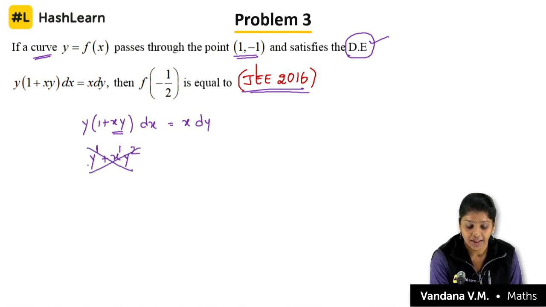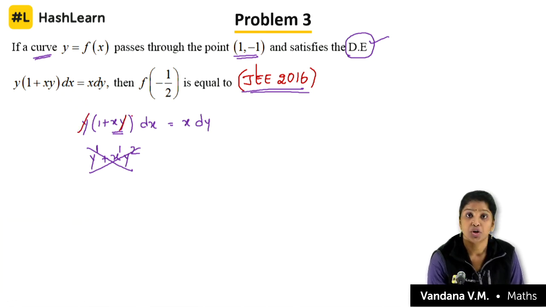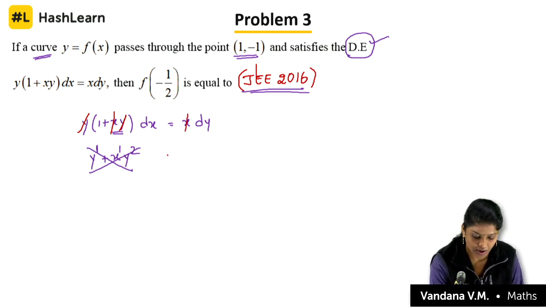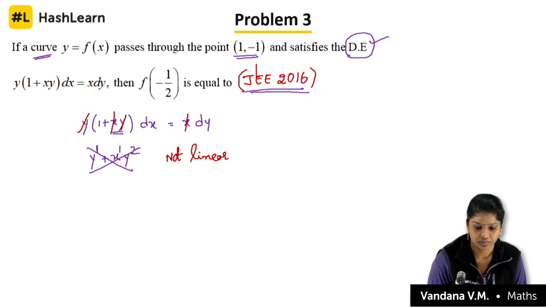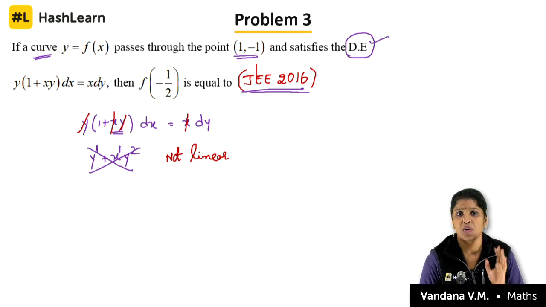Next, the third one, linear: only one y or one x. How many y are there? Just a minute, children. Here 1, 2 y's are there. Here 1, 2 x's are there. So it is not linear also. Okay, concentrate. It is not linear also.